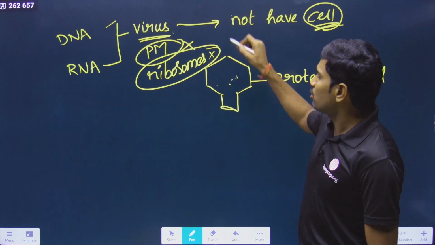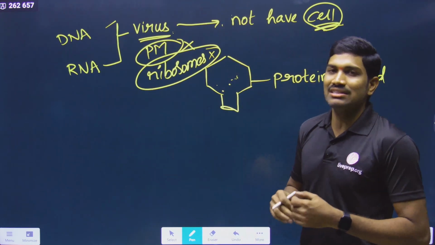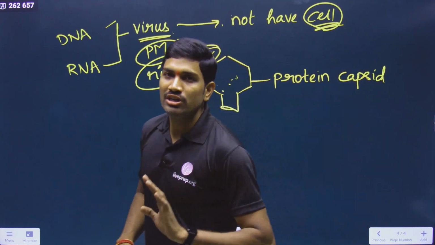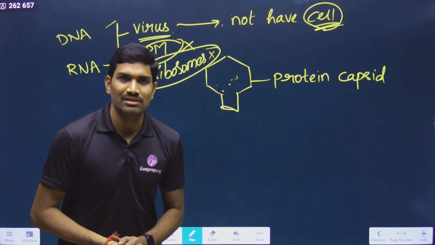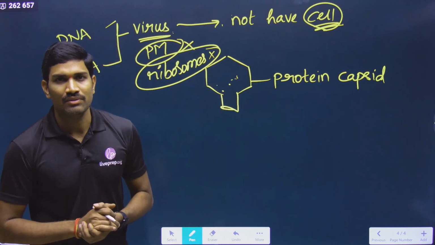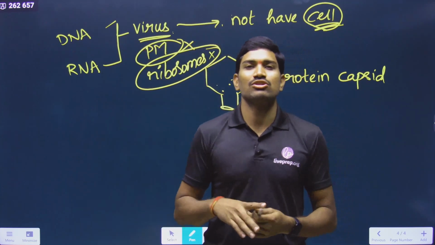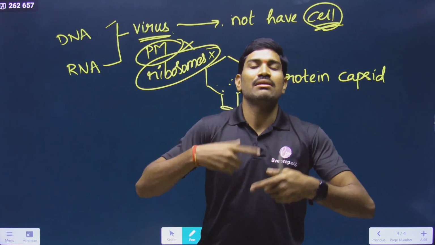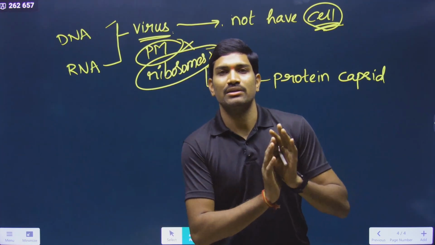So if virus is not having the cell, can virus live independently on its own? Can virus divide on its own? No. It cannot live independently on its own because it is not even having the basic unit called cell. This is the point that they are saying. So generally, how will viruses propagate? Virus will infect the host. Inside the host, they will multiply. That's how they will actually grow and propagate.